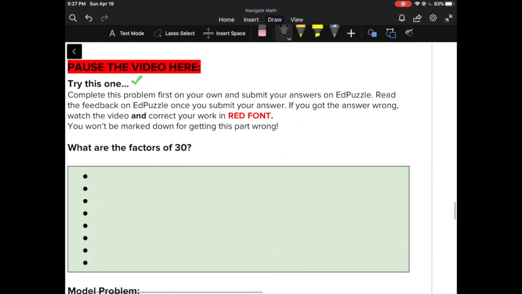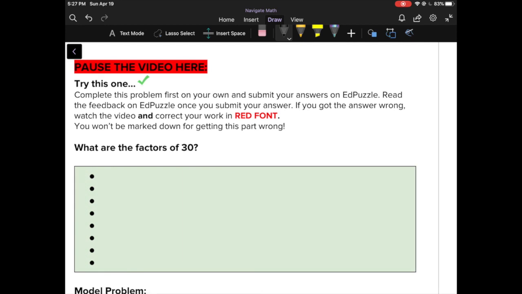So, you're going to try this one on your own. Complete the problem first on your own and submit your answers on Edpuzzle. Read the feedback on Edpuzzle once you submit your answer. If you got the answer wrong, watch and correct your work in red. You won't be marked down for getting this part wrong. What are the factors of 30? There are 8 different factors that you can list. You're going to go ahead and submit your answers now.